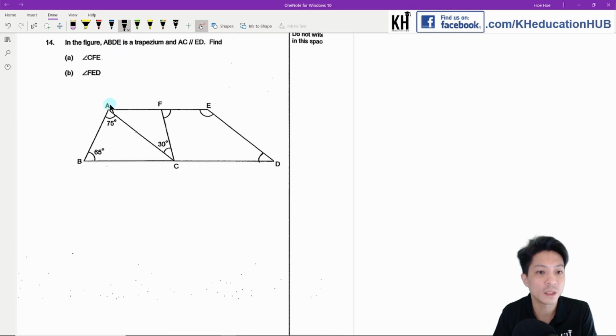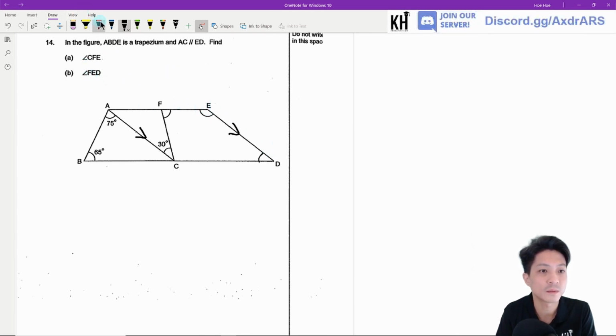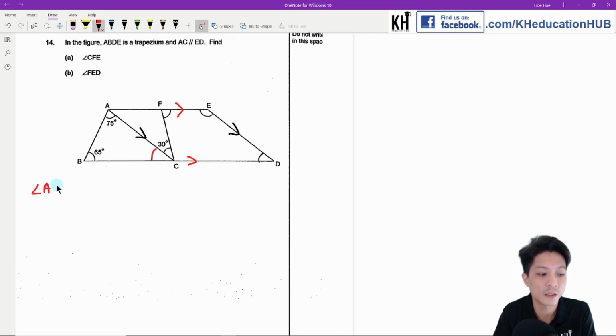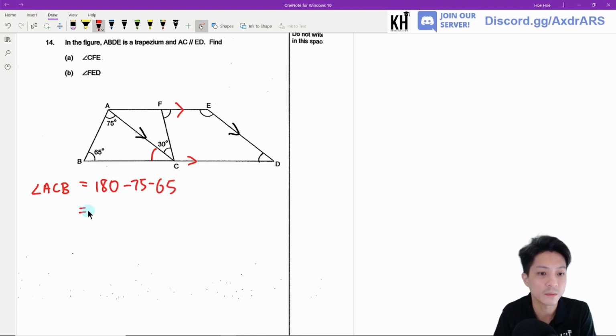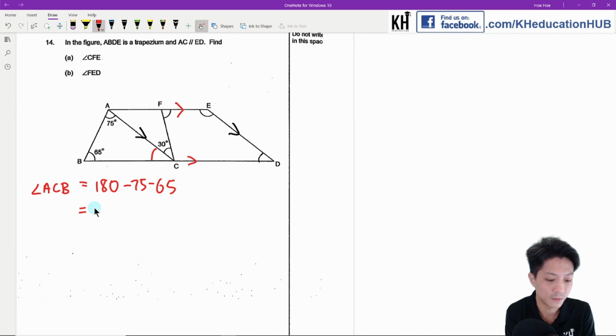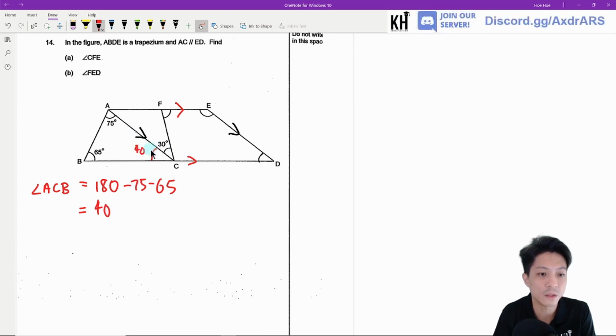Question 14, the figure ABDE is a trapezium, AC is parallel to ED. Find angle CFE and FED. Okay, so since this is a trapezium, so these two lines are also parallel to each other. Okay, first I'm gonna find this angle over here. Angle ACB is equal to 180 minus 75 minus 65, which is equal to 40. So this is 40 over here.